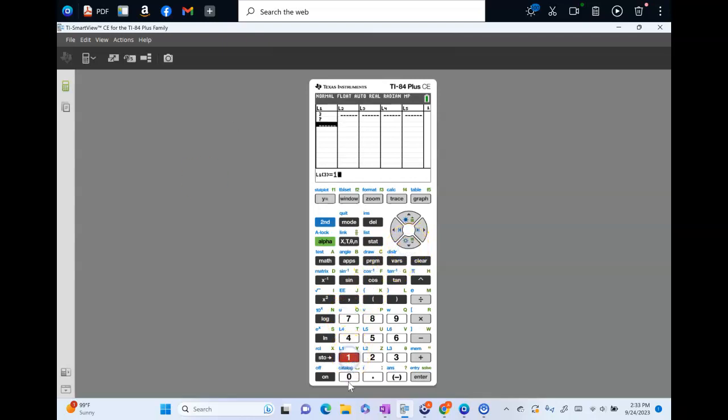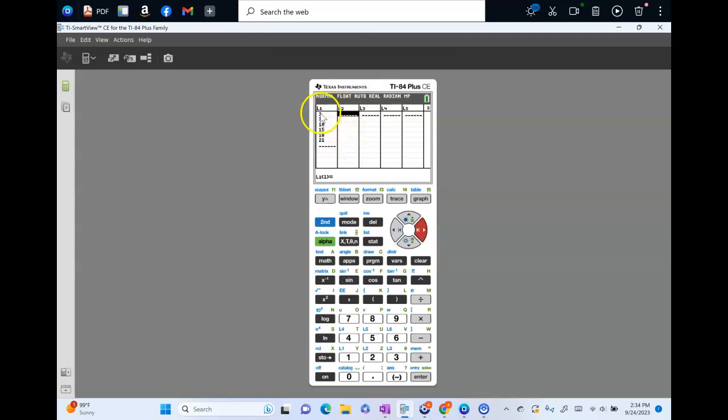The next one I'm going to type in is a 10. Oops, and I did not type in a 10. 15, 18, and 21. So I typed in a total of 6 X values. Okay, now I'm going to push the right arrow so that it'll take my calculator to L2.